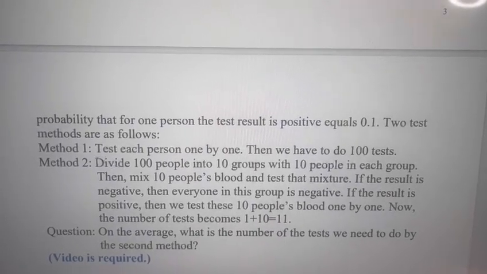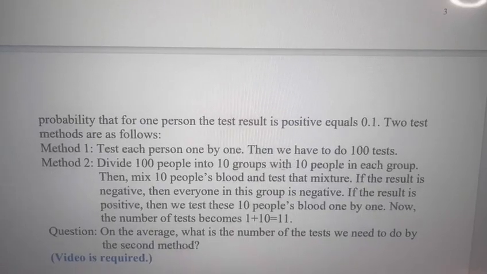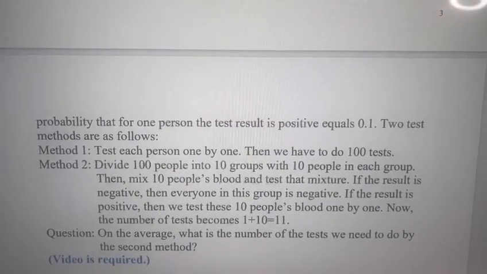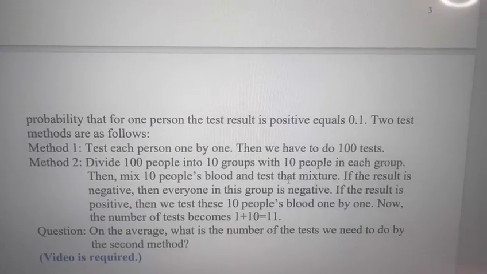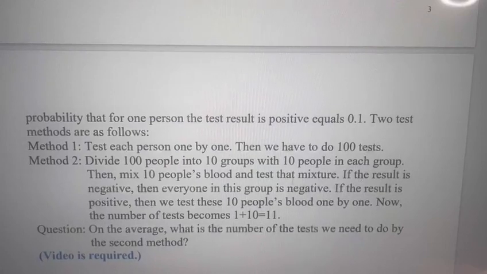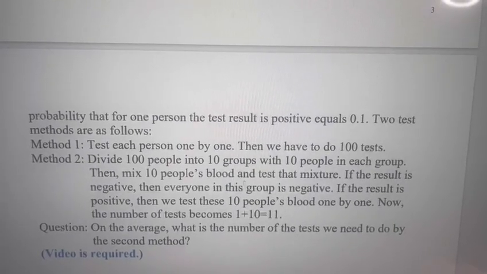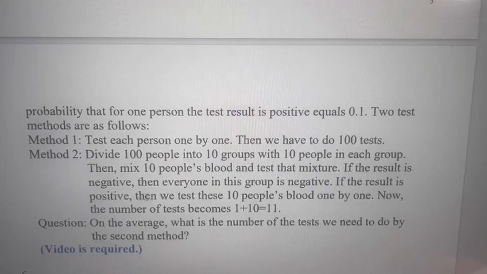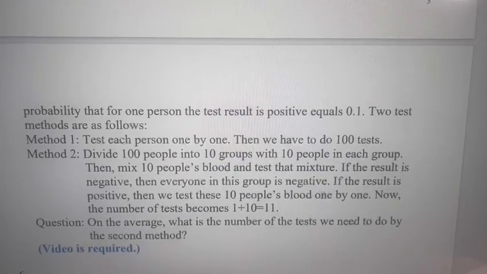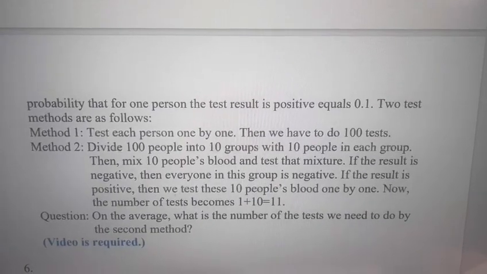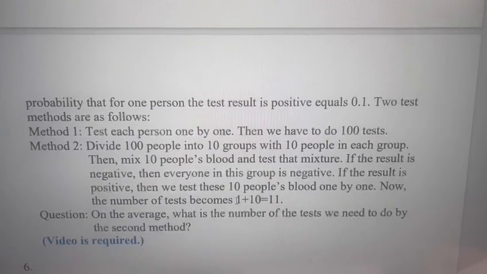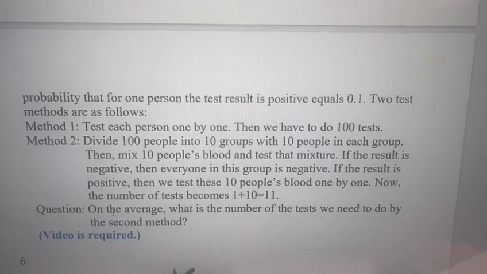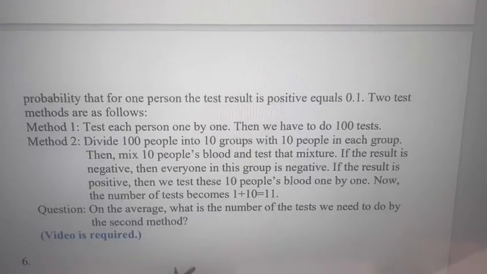The second method is we divide the 100 people into 10 groups with 10 people in each group. Then we mix the 10 people's blood and test the mixture, so we only need to test each group once. If the result is negative, everyone in this group is negative, so we do not need to test again. But if the result of the group is positive, we need to test the 10 people in this group one by one. So the total number of tests on this group becomes 1 plus 10, which equals 11. The question asks us, on average, what is the number of tests we need to do by the second method?